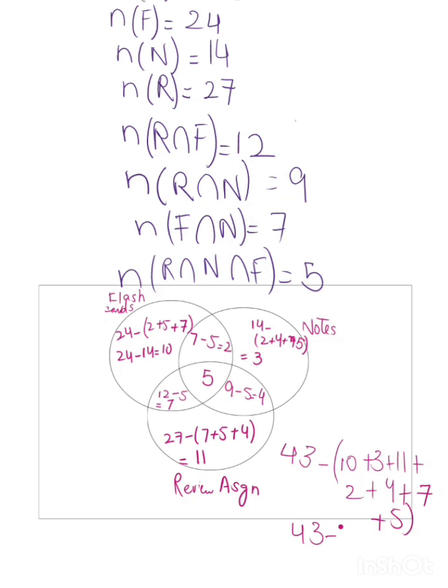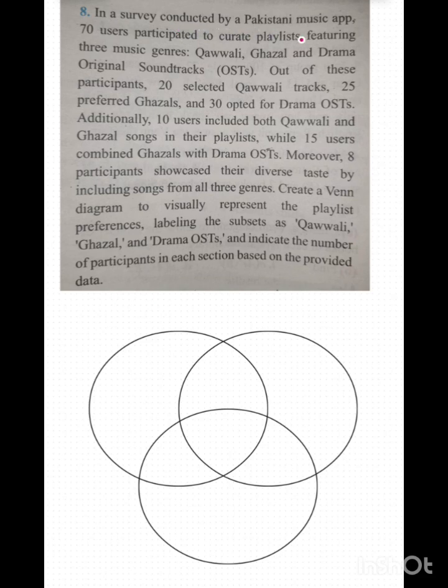So 43 minus 42 if I do, there is only one student who is not preparing with any of the 3 above mentioned methods. So that is the answer of the second part of this question. So moving on to the next question of the exercise, which is question number 8.